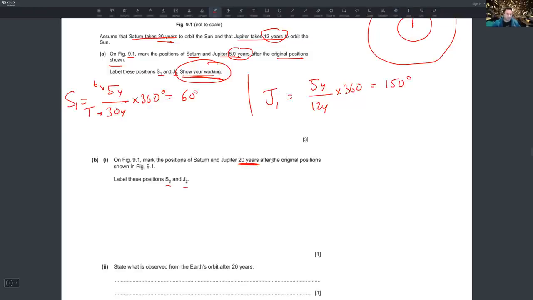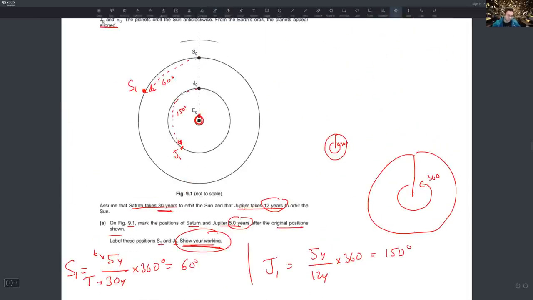Label the positions S2 and J2. So where will S2 be? You'll say, mister, 20 years out of 30 years. How much will it finish? It's not even one orbit. Imagine, I've lived my life up until now, I'm over 30 now, and since I was born, Saturn didn't even finish one orbit. Poor Saturn. 240 degrees, or about 2/3 of the orbit. So you measure S2 at 240 degrees. So it'll be somewhere here. I was going to write 240.